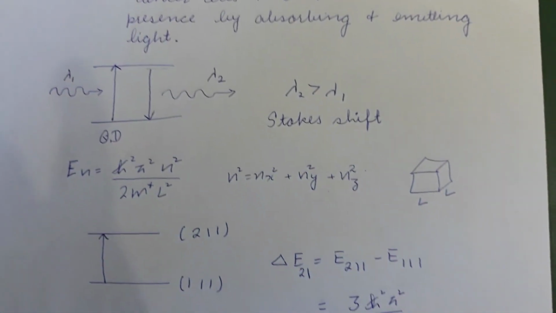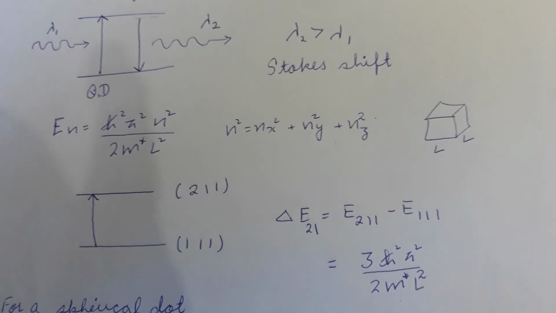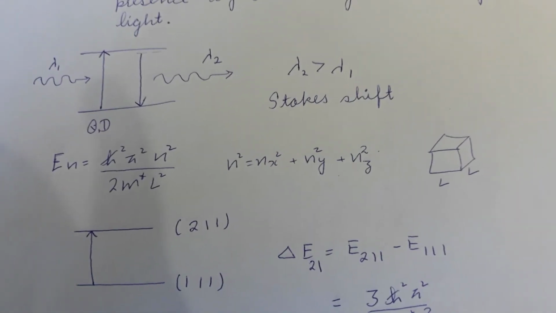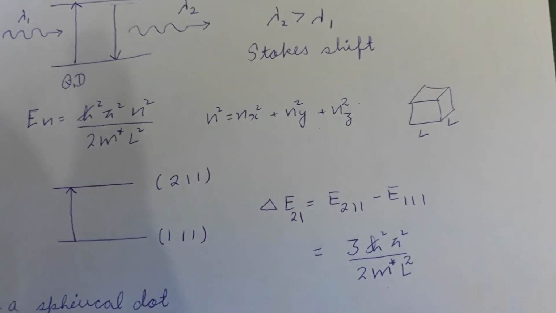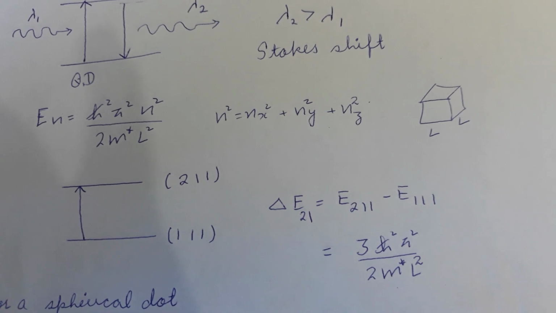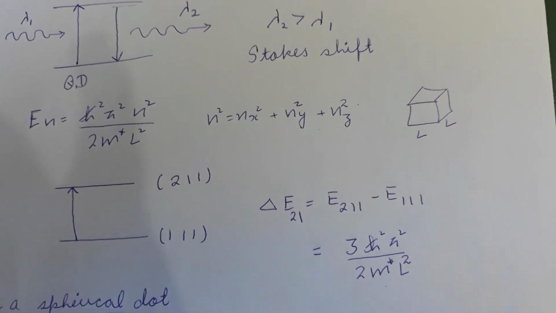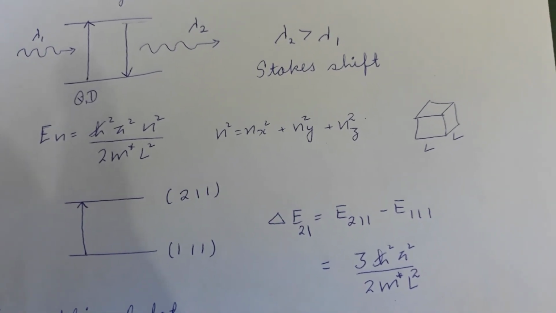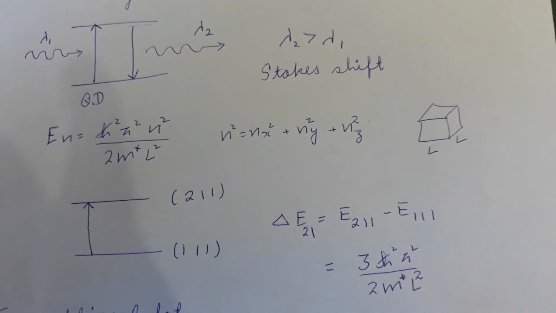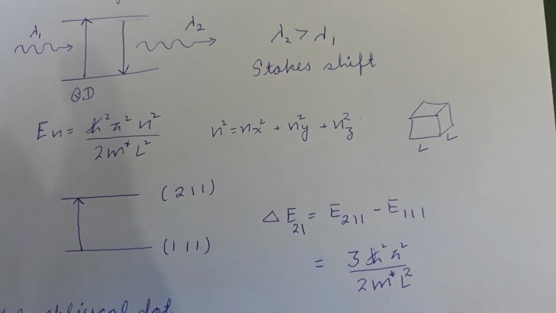And the energy of a particular level will be given by this relation, which is a very simple relation, and it is quite similar to what we got from the particle in a box model. The only difference is that the free electron mass is replaced by the effective mass of the electron, if we are talking about the confinement of an electron in this situation. Also, the difference between energy levels.